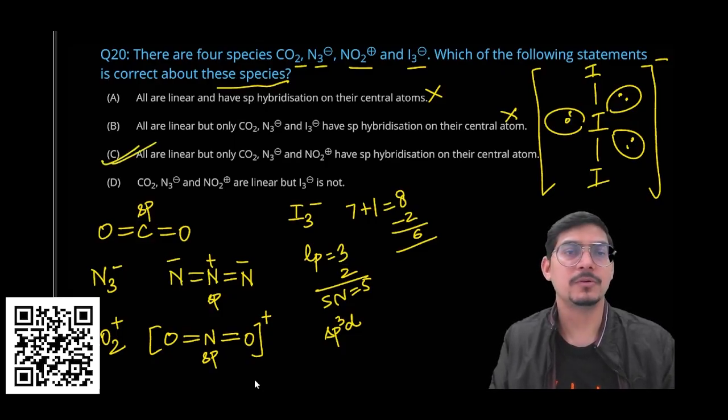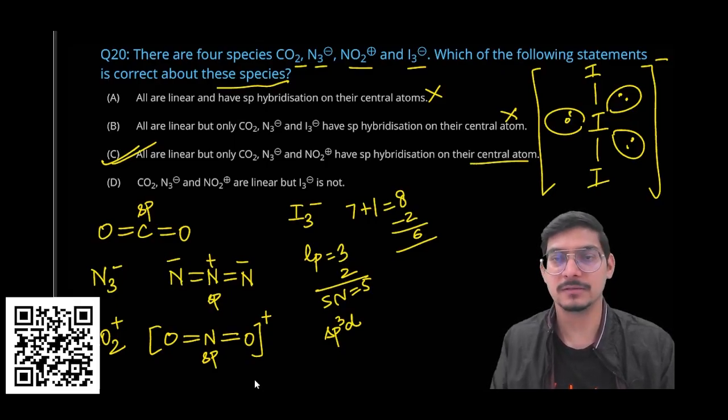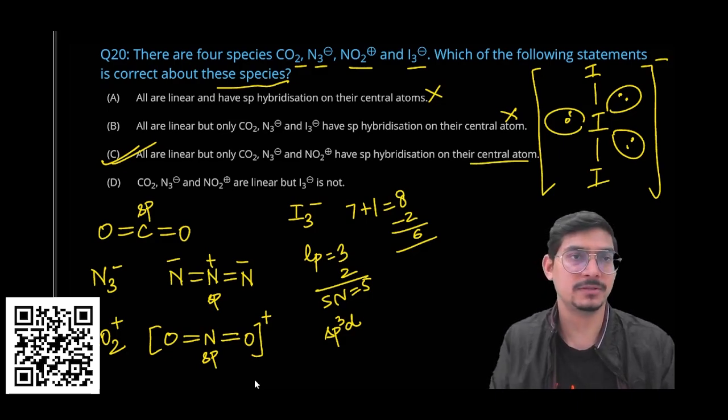CO2, N3 minus and NO2 plus are linear, but I3 minus is not? This is definitely incorrect because I3 minus is also linear. So yes, all 4 species have linear structure, and carbon dioxide, N3 minus and NO2 plus have sp hybridization on the central atom. So statement C is correct, right? And we know that I3 minus has sp3d hybridization. So the correct answer to this question is option C.